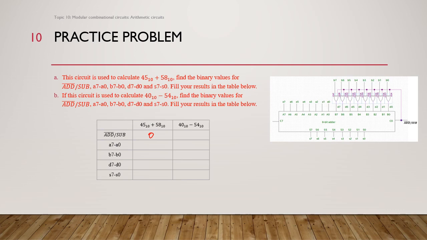So A7 to A0 would be our first operand. That's 45. So let's convert 45 to binary. That's 32 plus 8 plus 5. Okay. Then B7 to B0 would be our second operand, which is 58. 58 is 32 plus 16, that's 48, then plus 10.